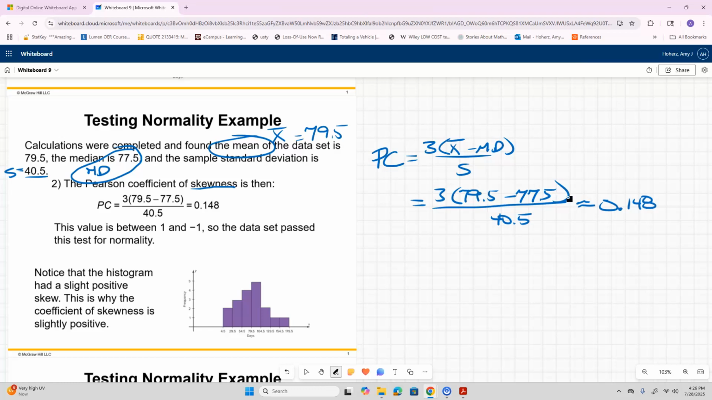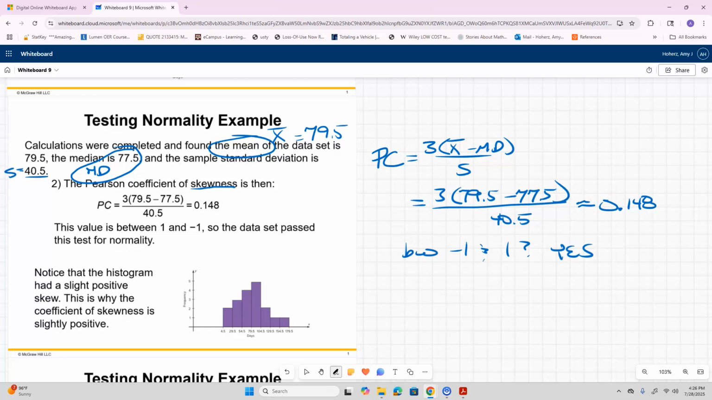Well, that is well between our -1 and 1. And so it's not terribly skewed. If it was above 1 or below -1, that would mean it was very skewed. Our data is not very skewed. It is skewed a little bit, but it's not terribly skewed. So we pass this test.